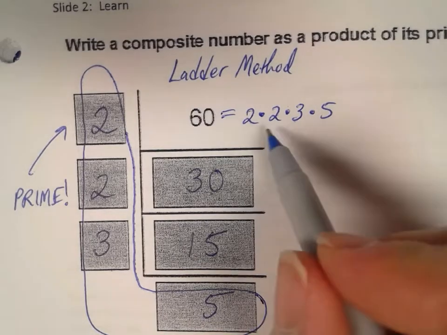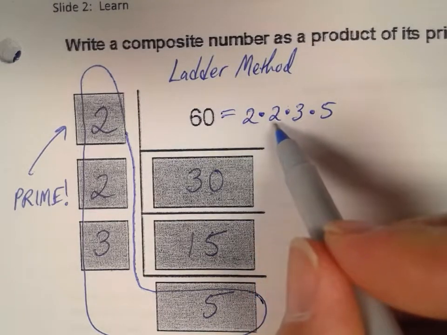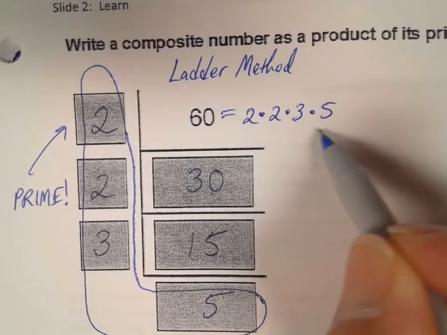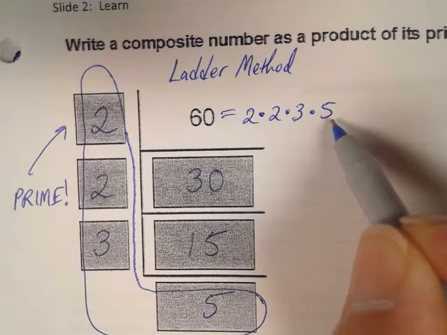What this really means is I could check it. 2 times 2 is 4. 4 times 3 is 12. And 12 times 5 actually would get you 60. This would work.